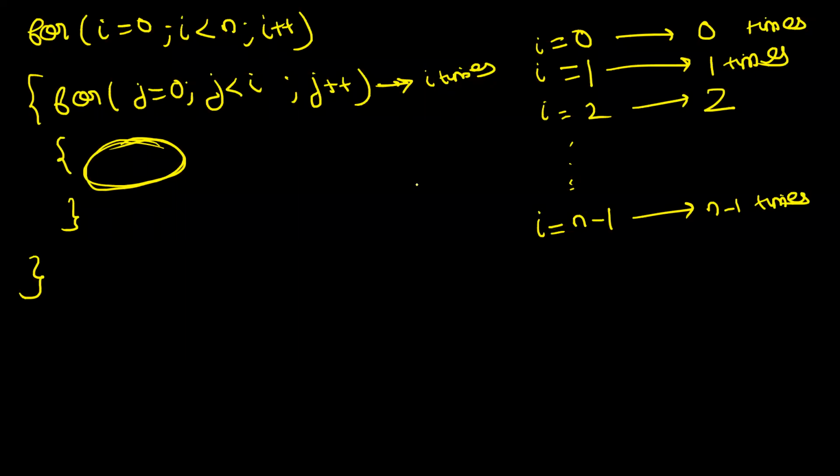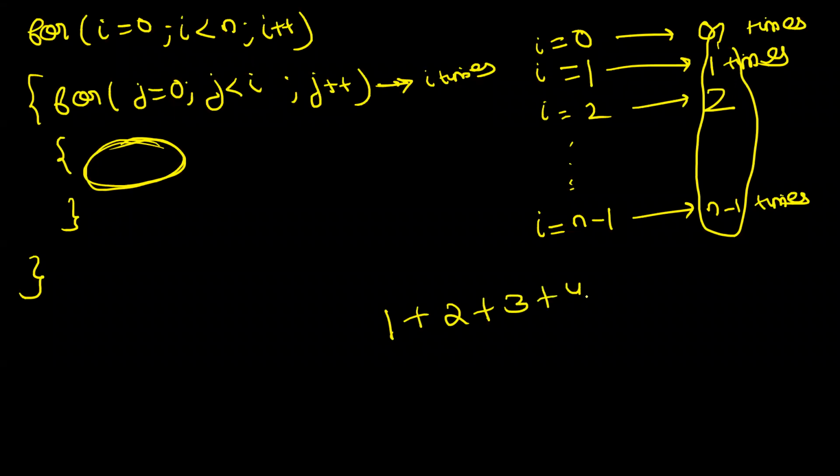Okay. So how many total number of times has the inner loop run? Just add up these numbers, right? So it is nothing but 1 plus 2 plus 3 plus 4 plus 5 up till n minus 1. This is the summation, right? And this is nothing but the sum of the first n minus 1 natural numbers. So in maths, we have learned a formula that the sum of the first n natural numbers is n into n plus 1 by 2.